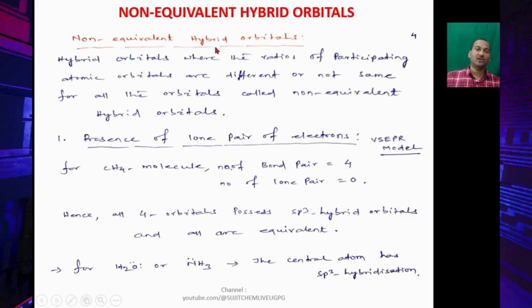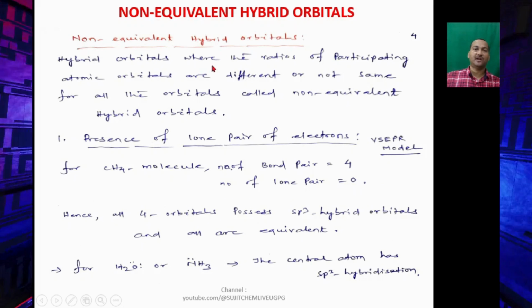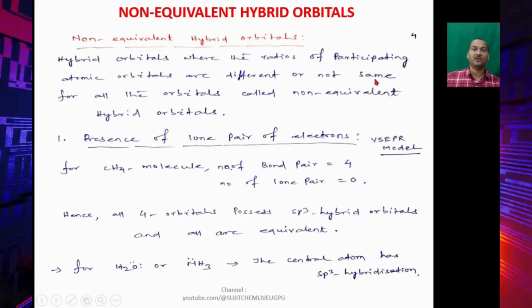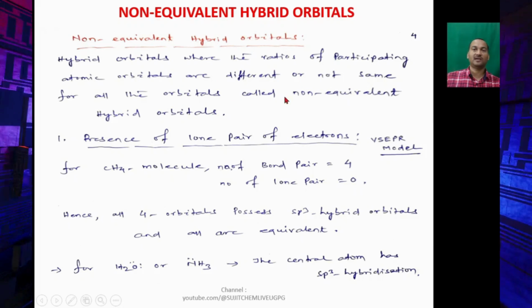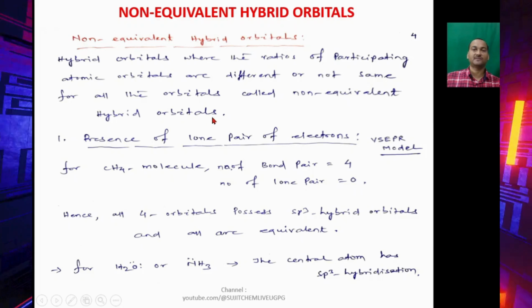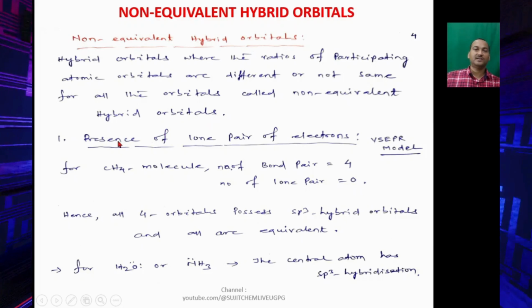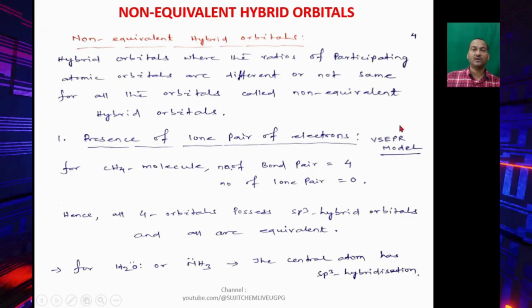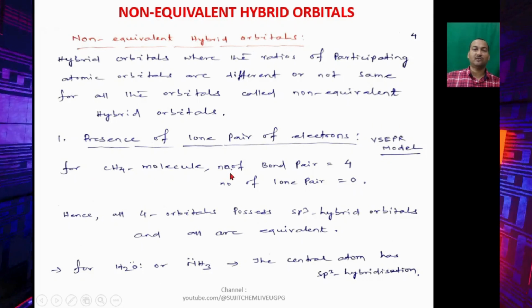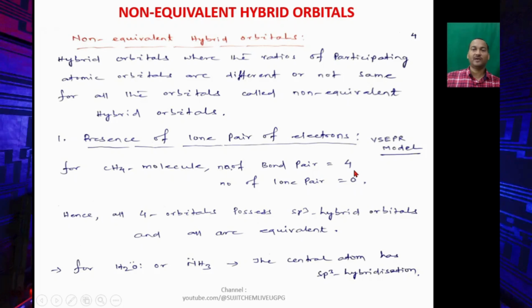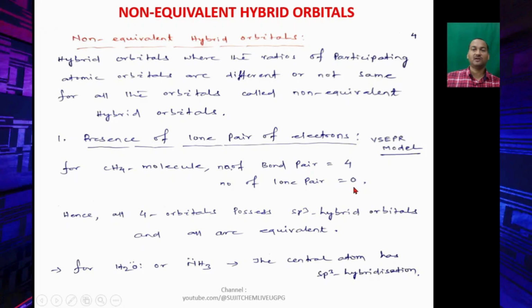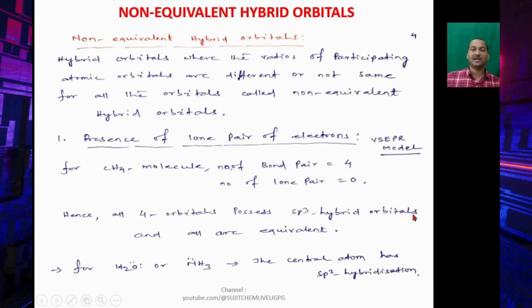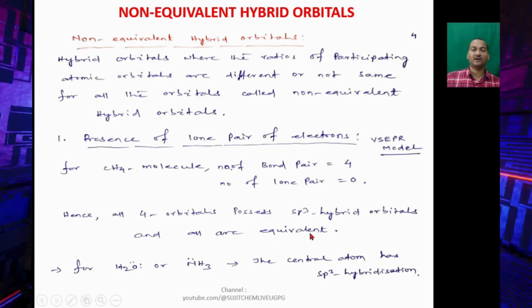So let's discuss the non-equivalent hybrid orbitals. Hybrid orbitals where the ratios of participating atomic orbitals are different, or not the same for all the orbitals, are called non-equivalent hybrid orbitals. That is due to the presence of a lone pair of electrons based upon the VSEPR model. So for methane molecule, the number of bond pairs is equal to 4 and the number of lone pairs is equal to 0. Hence all 4 orbitals possess sp3 hybridization and all are equivalent.